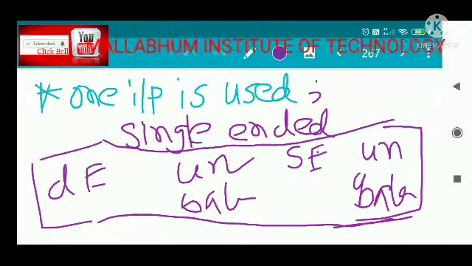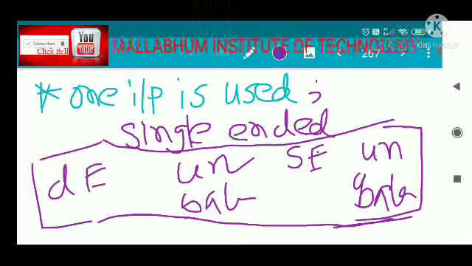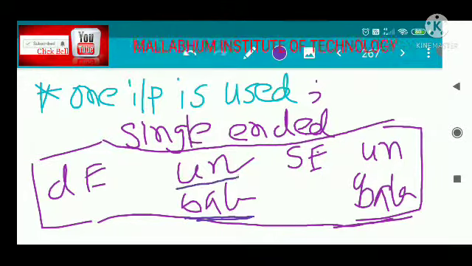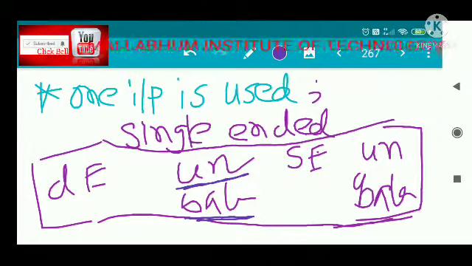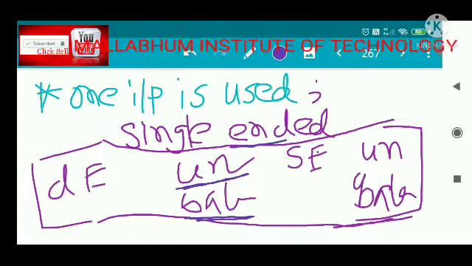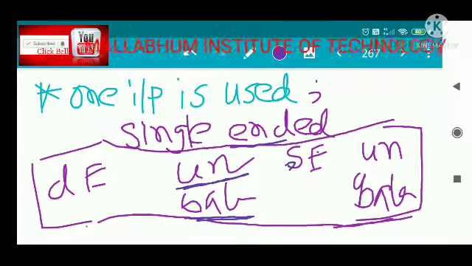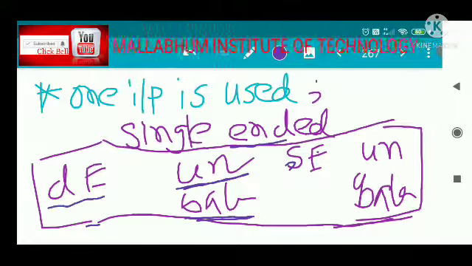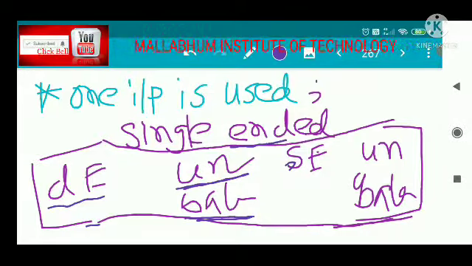If two outputs are being used, that is called the balanced output, and if one output is being used, that is called the unbalanced output. And if a single input is used, that is called single ended, and if double input is being used, that is called double ended. So that is the case. Unbalanced means only one output is being used.